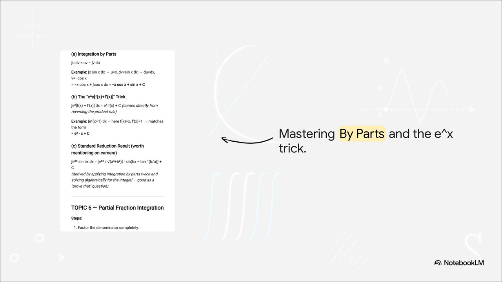The rule states that the integral of e to the x times the sum of f of x and its derivative f prime of x is quite simply e to the x times f of x. So for the integral of e to the x times x plus 1, notice that if f of x is x, its derivative is exactly 1. It perfectly matches the form. The answer is instantly e to the x times x plus c.